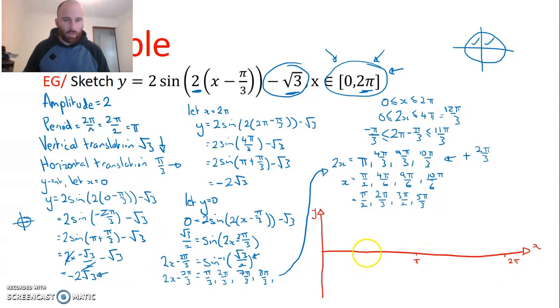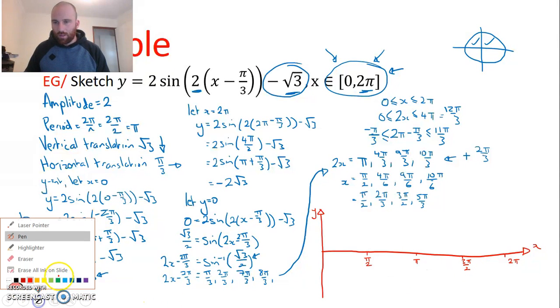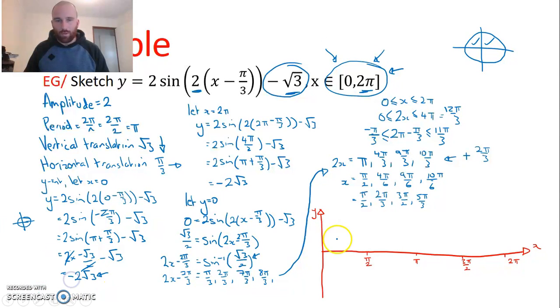I'm going to break this up into sections. Okay, it's going to help me make it a bit easier to draw once I have these sections. So 3 pi on 2. Okay, so as I switch color, I'm going to switch back to my blue.